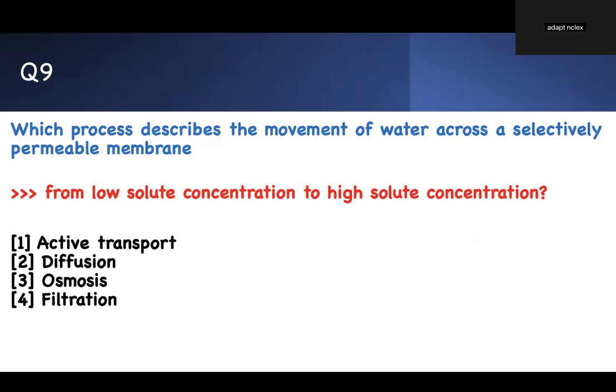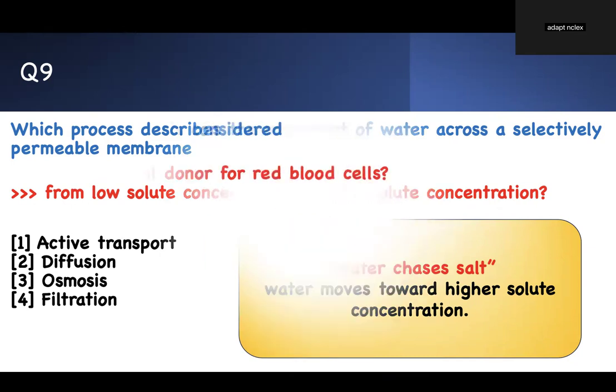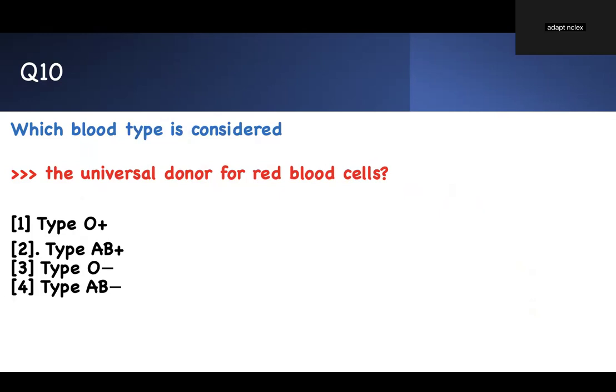How do you remember it? I give you this: water chases salt. So water moves towards higher solute concentration. Therefore, where is the water going to move? The process of movement of water across a selectively permeable membrane from a low concentration to high concentration is what? Water moving towards salt. So water moving towards salt is called what? Osmosis.